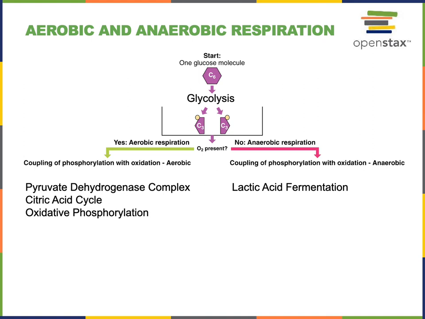mitochondria. Following the pyruvate dehydrogenase complex, acetyl coenzyme A will enter into the citric acid cycle, and then the citric acid cycle will convert all of the carbon from glucose into carbon dioxide molecules, and the electrons from glucose, from pyruvate, and from acetyl-CoA are transferred into oxidative phosphorylation by electron carriers NADH and FADH2.